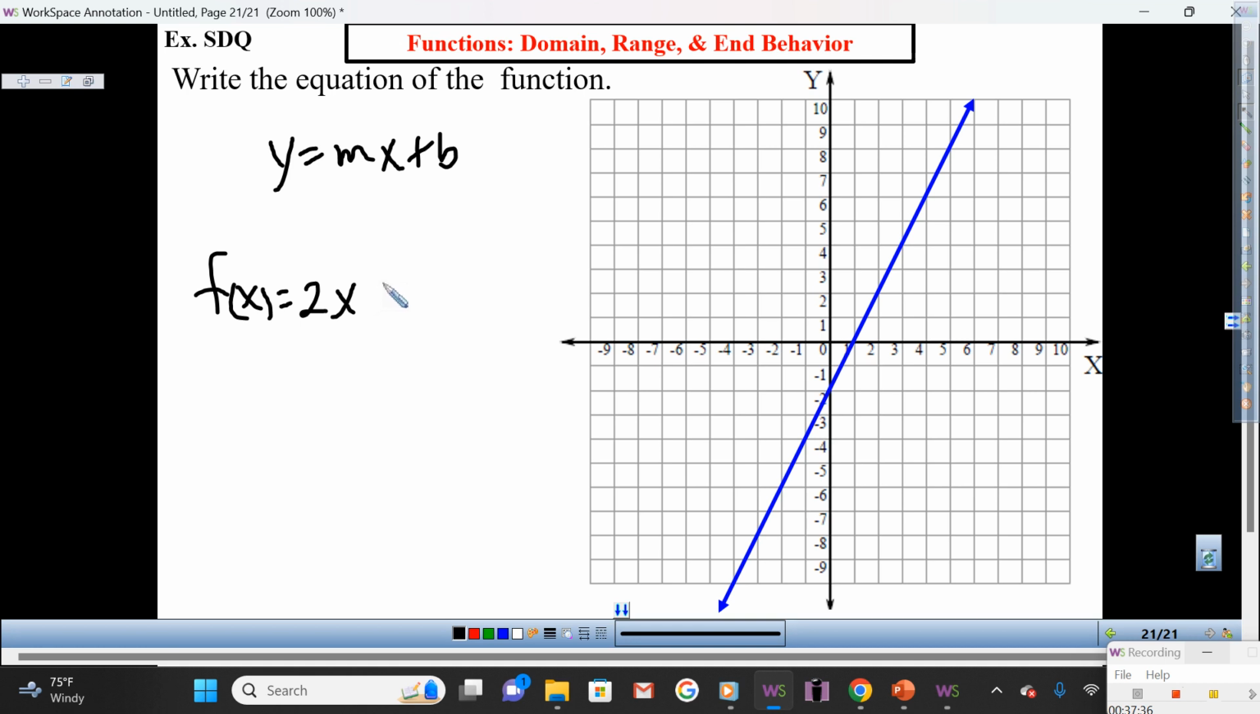2x minus 2. Hands if you got that. That is correct. Add negative 2 to get from there to here. 2 steps up, 1 to the right. All right, from 1 to 5, what control are you with that? Yeah, that's part of your homework.